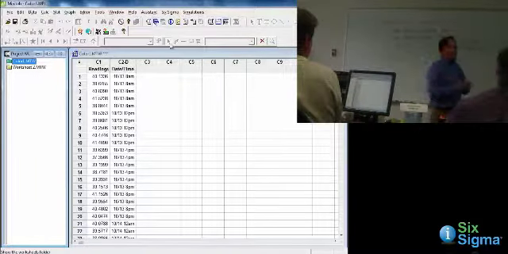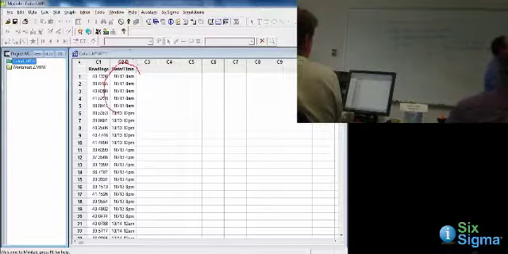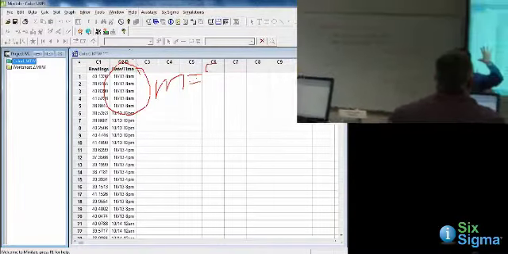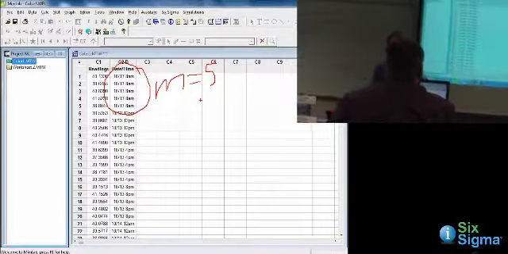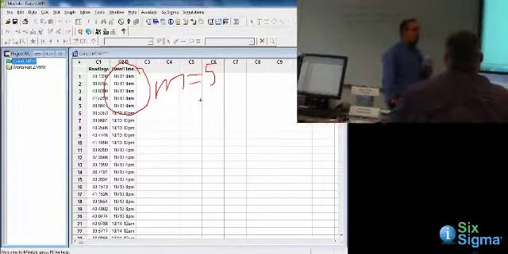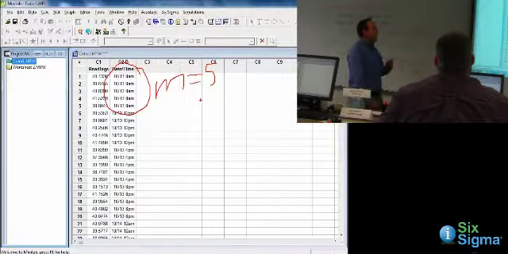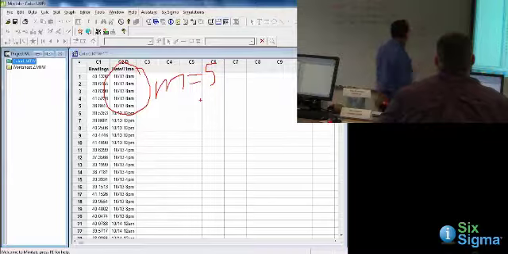So here, are we using rational subgroups? The answer is yes. We are using rational subgroups. And what is the subgroup size? It's 5. That's in terms of my notation here, what I have denoted as M. So in this particular case, M equals 5.